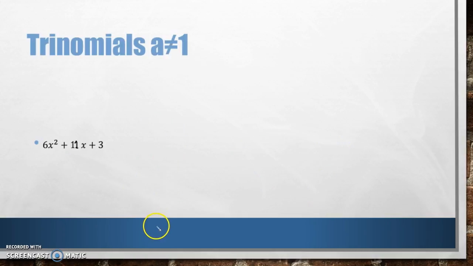Then we looked at trinomials where a was something other than 1. And for this, we had 2 different options. You don't have to be able to do both. Just pick one and get really good at it and do it every single time. So the first one we have is bottoms up.